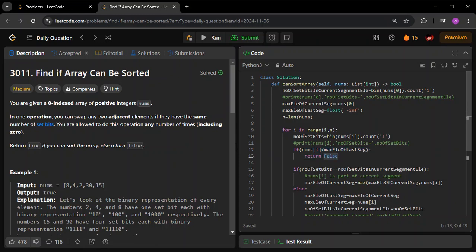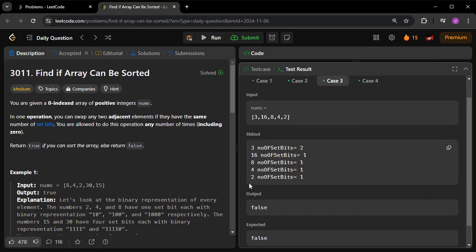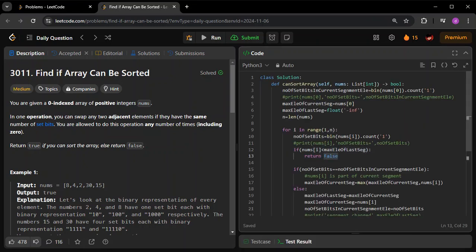What is that? If nums of I is less than the max element of the last segment, you have to return false, as simple as that. For example, in this case you saw you are having a 2, and it is less than the max element of the last segment. That is why you have to return false in this case. That is the idea.